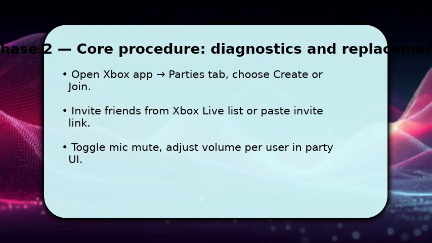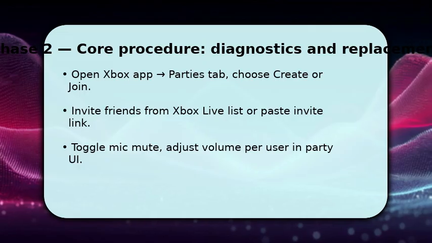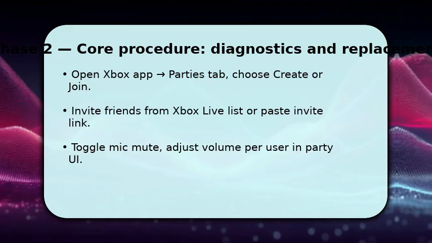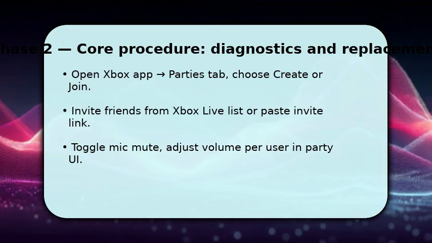Now open the Xbox app and go to Parties. Choose Create Party to start or join if you have an invite. You invite people from your Xbox Live Friends list or copy the party link and send it in chat. This is faster when friends are on different platforms.